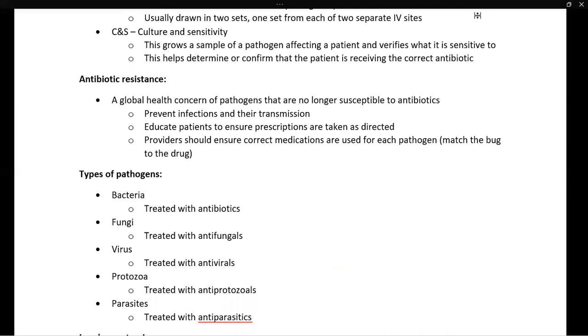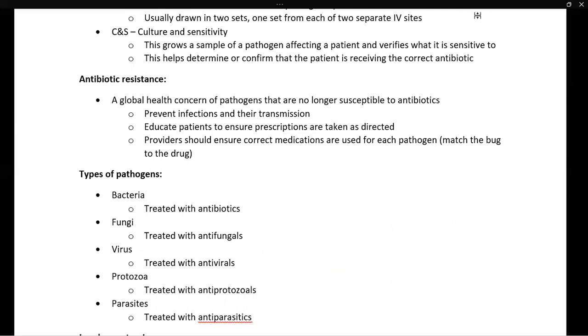Another nursing role related to antibiotic resistance is to educate the patient to fully take their prescriptions as prescribed. We do not want a patient to stop taking their antibiotics because they started feeling better. We want them to complete their full course of it.